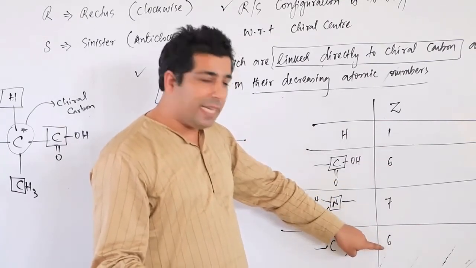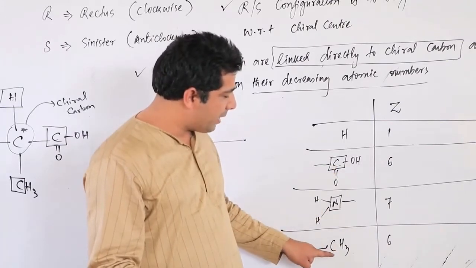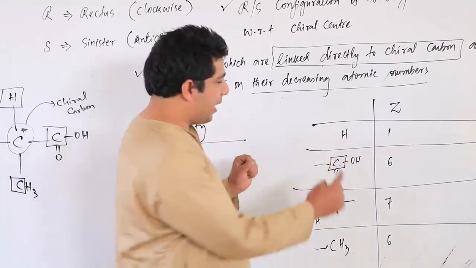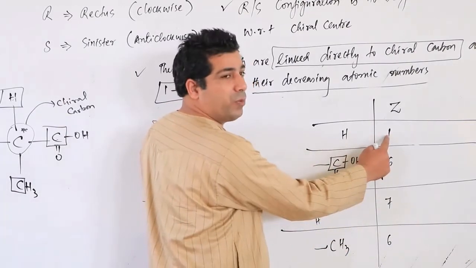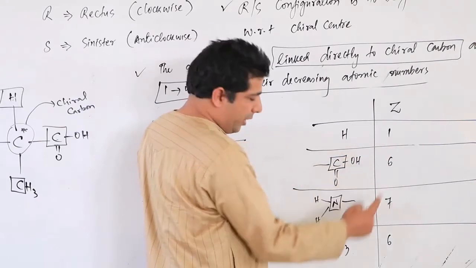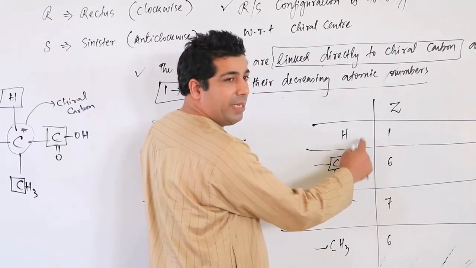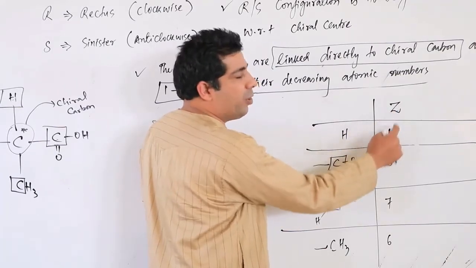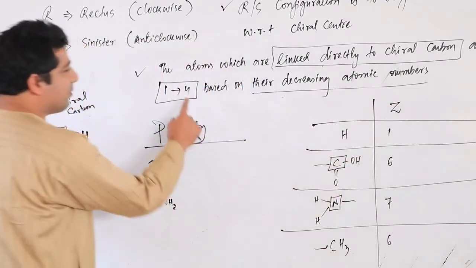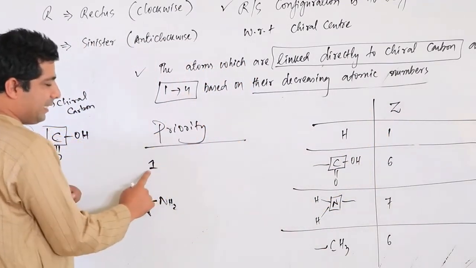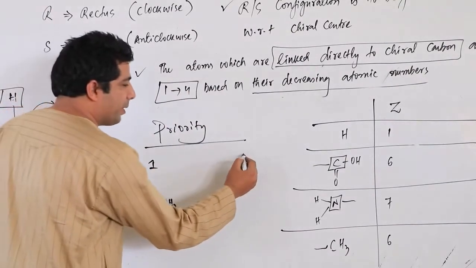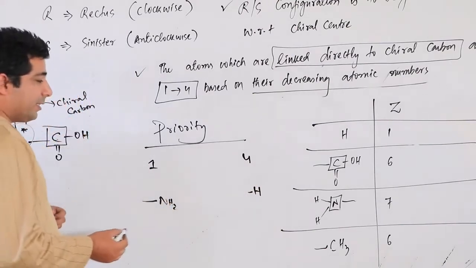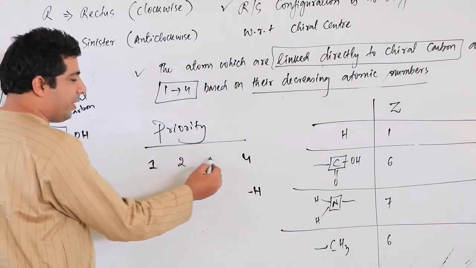That means these two, carboxylic group and methyl group, have higher atomic number than hydrogen. Carbon's atomic number is 6, hydrogen's atomic number is 1. So highest is carbon only. That means the lowest atomic number is for hydrogen. So the lowest will be represented by 4. Highest is represented by 1 and the lowest will be represented by 4, and that is nothing but your hydrogen, correct? So my dear friends, in between them we have now 2 and 3.